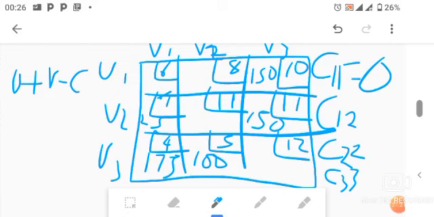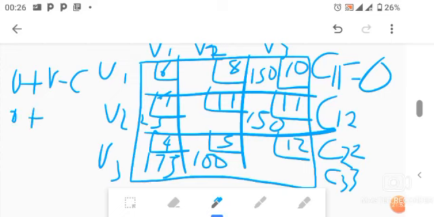So we got the next unallocated box, which is C12, meaning the cell in row 1, column 2, which is the one with the cost of 8. You repeat the same method, u plus v minus c. What is the u value with this box having a cost of 8? It's still u1, right? What about the v value in that cost of 8? It's v2. So you have your u1, which is 0.